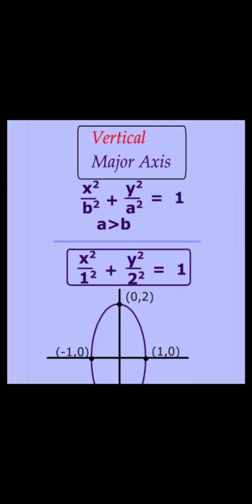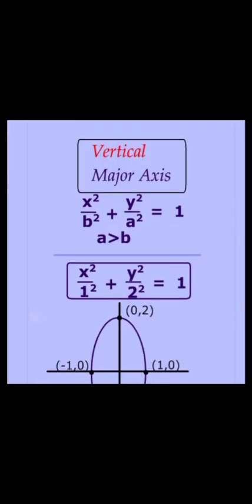And with that, class, we can form an ellipse that is horizontal. And in the vertical or major axis, we have our major axis vertically. So the standard equation for that is x squared all over b squared plus y squared all over a squared is equal to 1, wherein our a is greater than b.